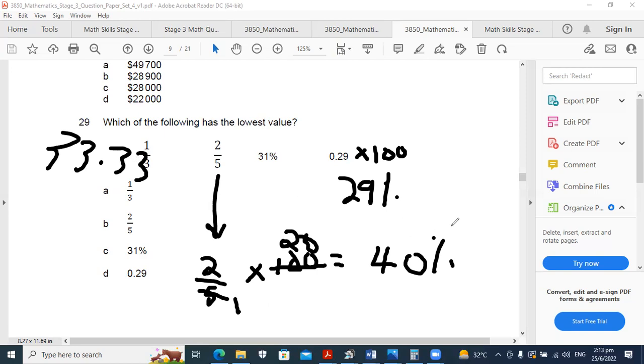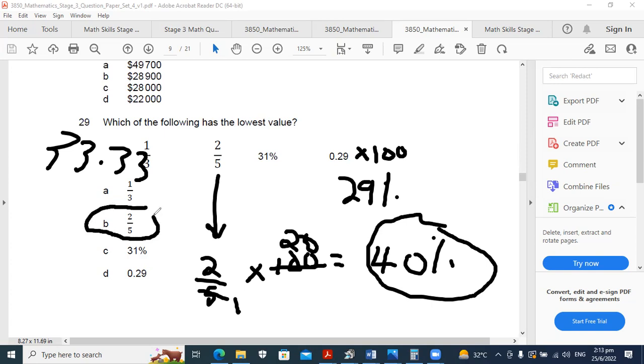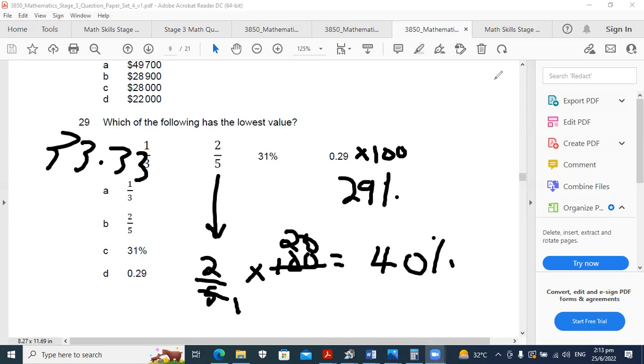So the biggest one is what? 40%, which is 2/5. No, sir, they want the lowest. Oh, sorry, the lowest. So the lowest would have been 0.29. 0.29, right? Because that gives you 29%.